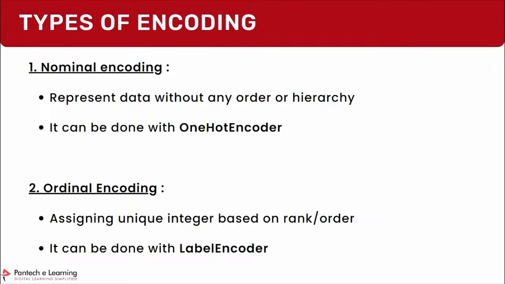Talking about the types of encoding, you have nominal encoding and ordinal encoding. If you represent the data without any order or hierarchy, then it is called nominal encoding, and you can achieve it with the help of one hot encoder. If you go with ordinal encoding, which assigns a unique integer based on the rank or order, it can be done with label encoder. These two come from Sklearn.